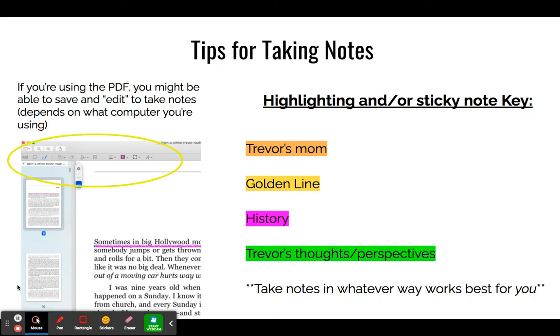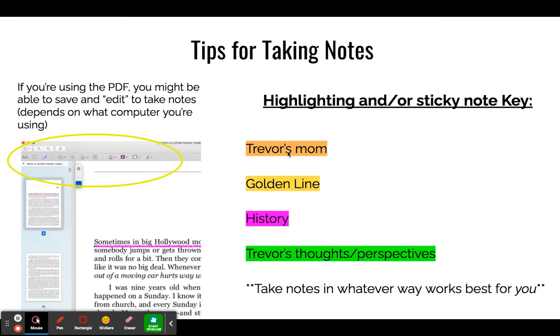If you have a physical copy of the book, either printed out or a physical copy from the library, and you're able to write on it because it's your own copy, not the library's, I would use highlighters. If not, some sort of colored sticky note would work really well. If you have the PDF and you save it to your computer, you should be able to edit it. It might be different on Chromebooks, I'm not quite sure, but I know on MacBooks you can edit it. Either way, we'll be taking notes, and just to give you an idea, when I read the book, I did a color-coded system.